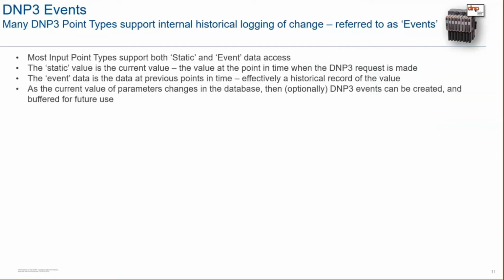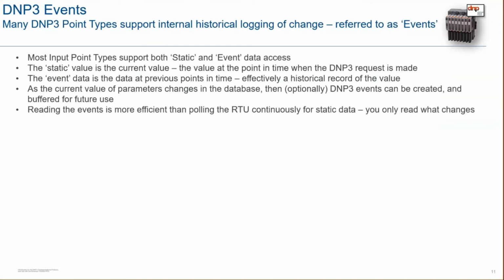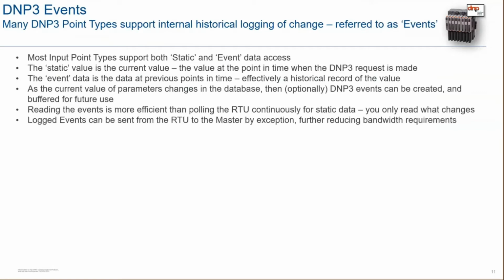As the current value of parameters changes in the FB3000 database, optionally you can configure the RTU to create DNP3 events, and those can be buffered and then collected by your DNP3 master later. This is a lot more efficient because what it means is the SCADA system can come along and just request details of the changes that have occurred in the internal database. You don't need to poll every 5 seconds to get data with a 5-second resolution.